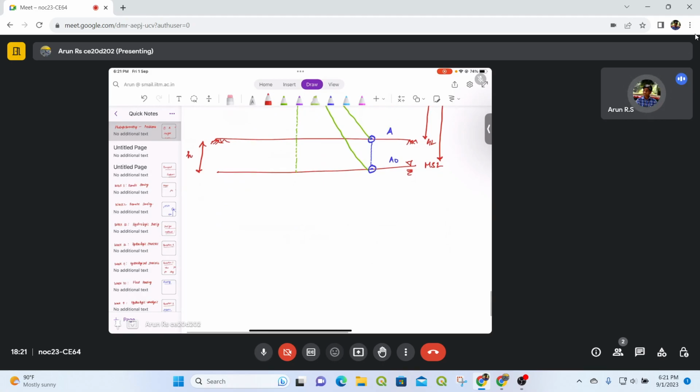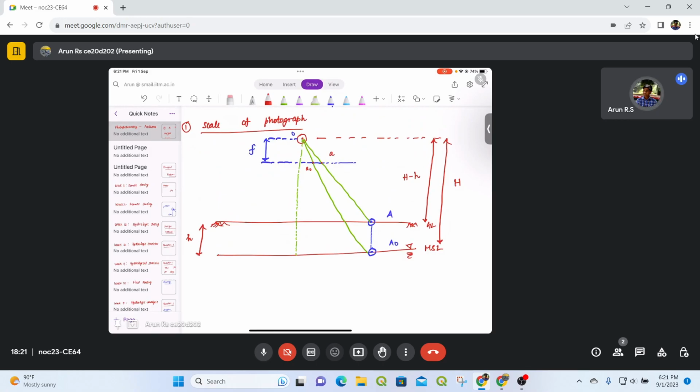So now we need to know the scale. What we are going to do is make use of the principle of similar triangles. So let's say this is the x direction, this is the y direction, and the vertical is the z direction. So this point A has a capital X comma capital Y coordinate. And this has a capital X naught comma capital Y naught as a coordinate. So the same points will have the coordinates small x comma small y in the photograph and small x naught comma small y naught in the photograph.